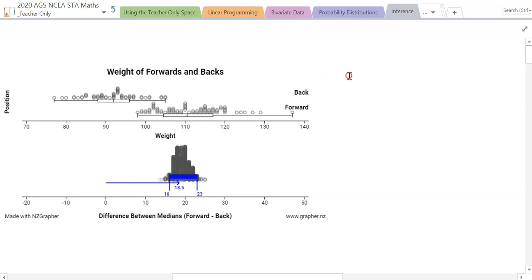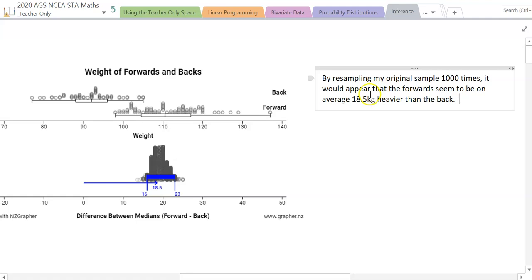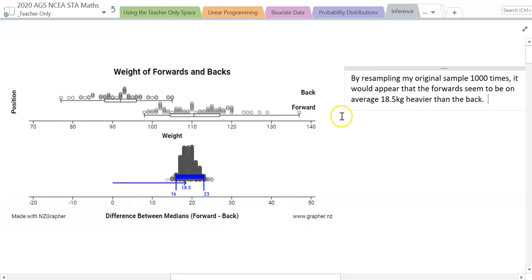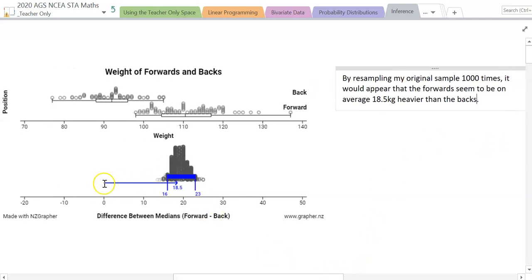Firstly, I'm going to talk about the fact that there is an average distance. So by resampling my original sample 1,000 times, it would appear, and I use rather vague language here because I can't be 100% certain with these situations, it would appear that forwards seem to be on average 18.5 kilograms heavier than the backs. Okay, so there's my first statement. I've made a statement that on average the forwards appear to be heavier.